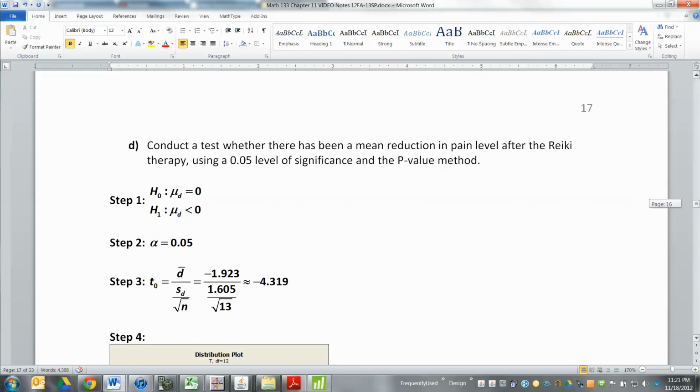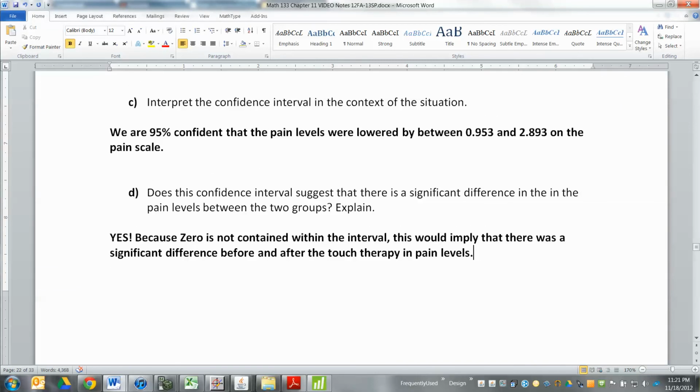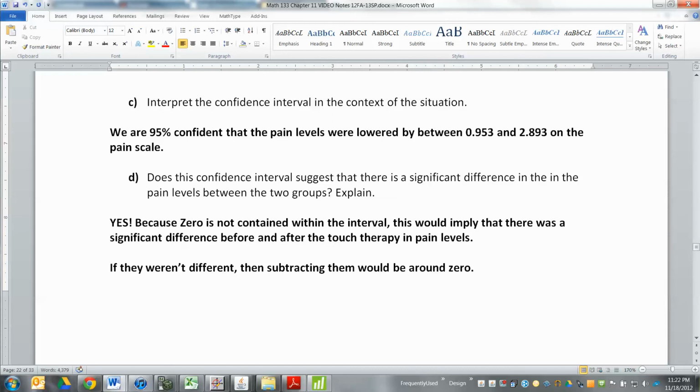But you just found the confidence interval for that difference, and it's nowhere close to around 0, because 0 is not in the interval, right? If they weren't different, then subtracting them would be around 0, and it isn't. It's nowhere close to 0. 0 is not contained in that interval, therefore you are showing a big difference.